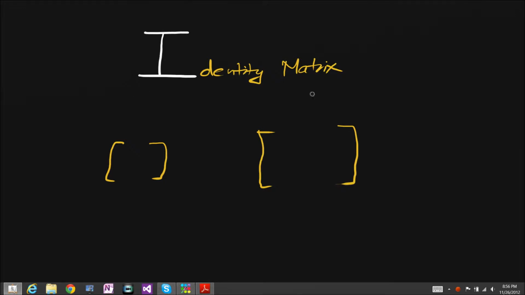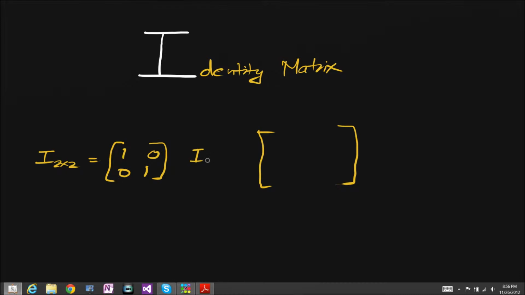So let's start with the identity matrix. The identity matrix is a very important matrix, and it's represented as a big I, just like this one. In the two-dimensional world, an identity matrix I looks something like this. It's always a square matrix. There's always ones along the diagonal, and all other values are 0.